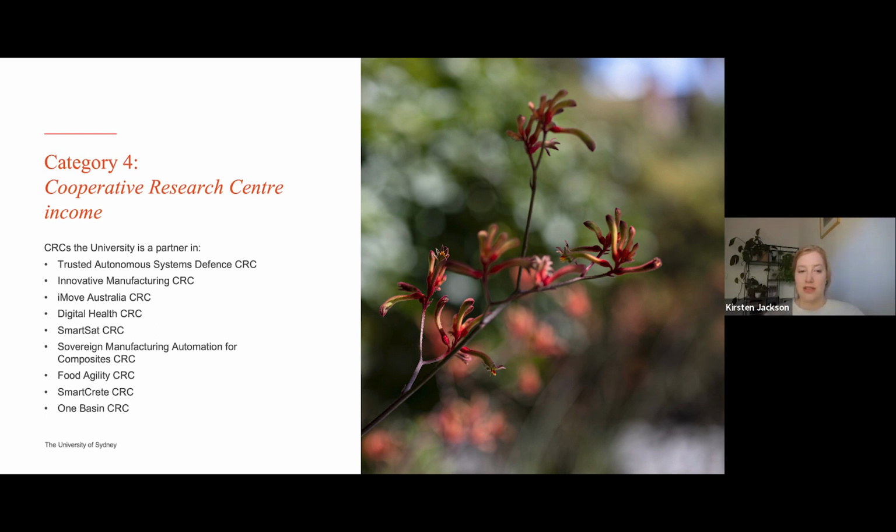CRCs also have to deliver education. They will all have PhD scholarships and top-up programs, possibly for masters as well. Oftentimes they will have an element of capability development for industry. That might be something like professional development, internships, industry-based PhDs, or industry-based learning. The third thing that CRCs all have to deliver is called utilization.